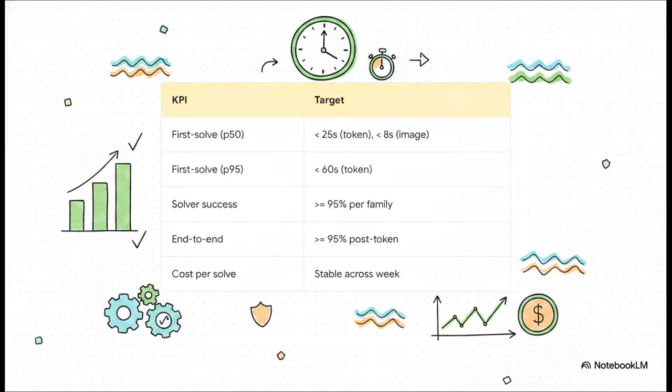Moving on to Rule 6. Monitoring meaningful metrics. Instead of measuring only successful CAPTCHA solves, you really need to track first solve latency, solver success rates, downstream acceptance, and your cost per successful solve. These metrics provide a much clearer, realistic picture of your system's health.